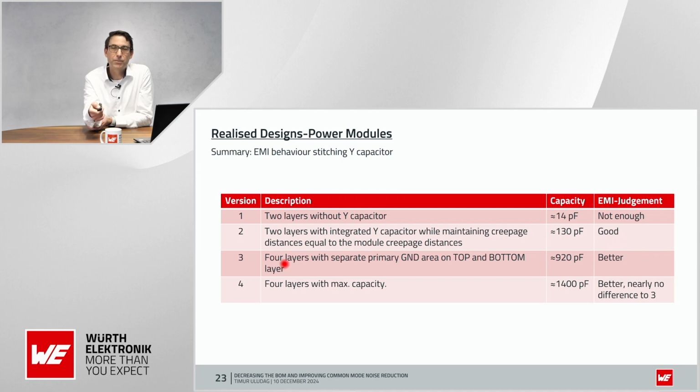The third one, we have got this 4-layer design where we have got separate primary ground area on top and bottom layer. There we go for nearly 920 picofarads. This is much better than the one with 130 picofarads. The last one, the 4th layout, we have here is with 1,400 picofarads, but as we saw, there's nearly no difference for the EMI behavior between 3 and 4.